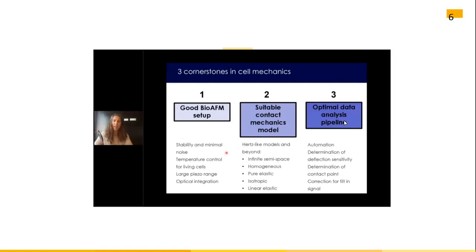There are three important cornerstones in cell mechanics. The first is a good AFM setup. The second cornerstone is to use a suitable contact mechanics model relevant to the nature of the sample. Finally, the third cornerstone is the importance of having a good approach towards data analysis.